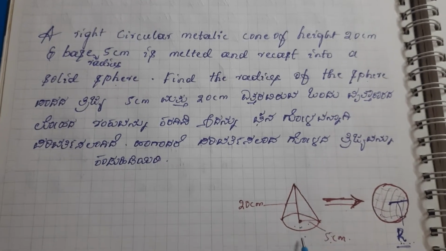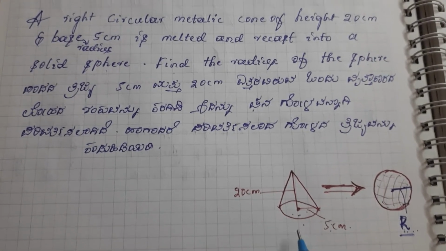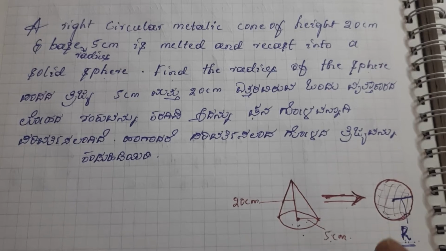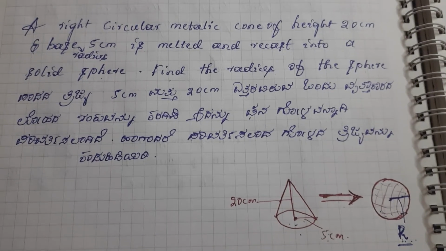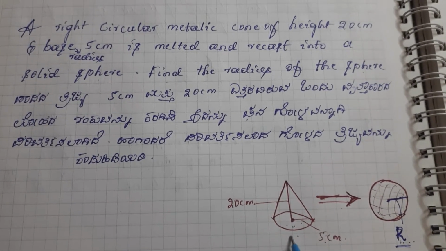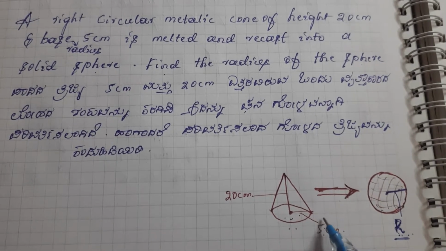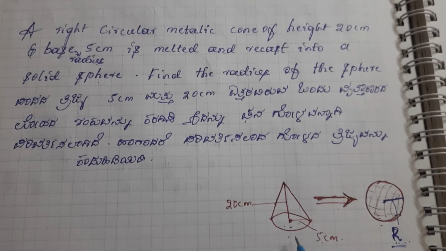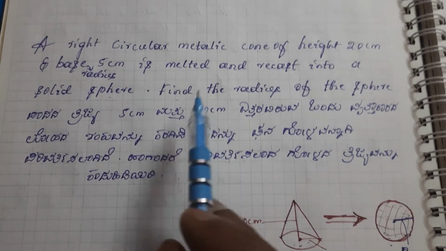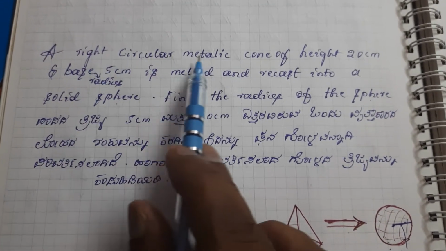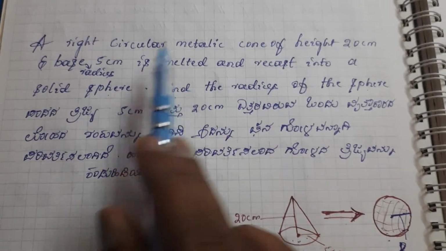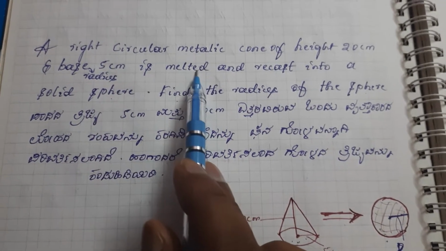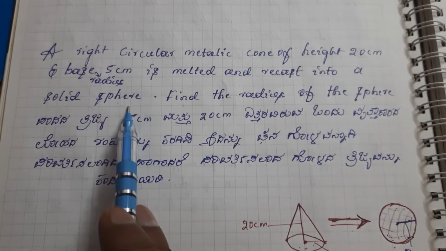One of the solids is completely melted and recast, that means it is converted into another solid. Take any one of the solids, it is melted and converted into another solid. That means in this case, a right circular cone, they have given the height and the base radius, is melted and recast into a solid sphere.